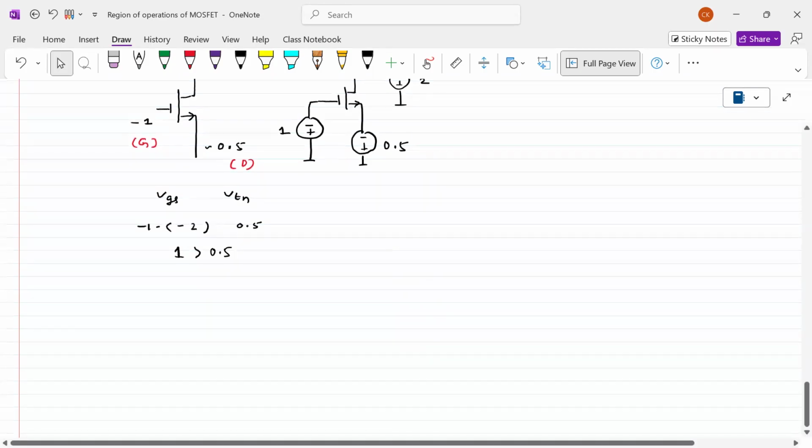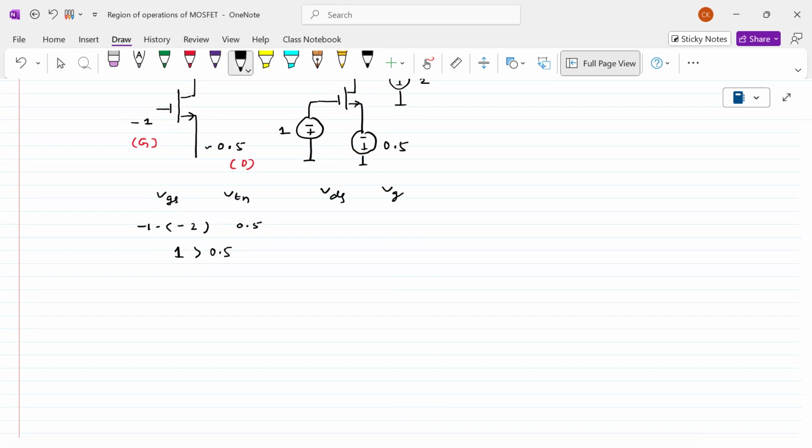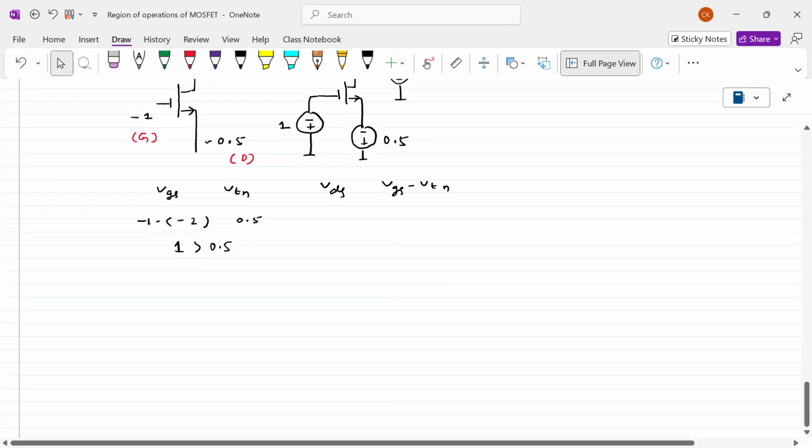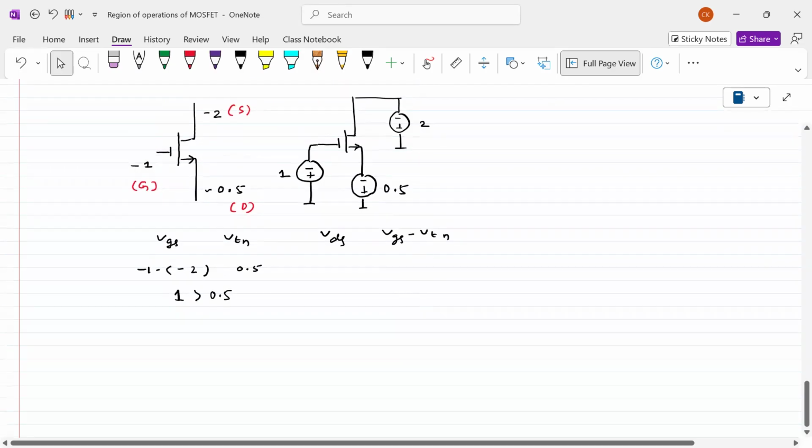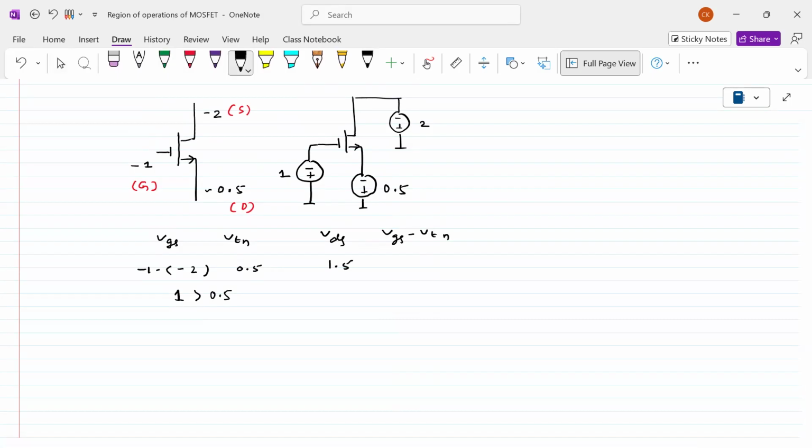Now, since it is on, which condition do we have to check? VDS and its relationship with VGS minus VTN. What is the relation here now? VDS: drain is at -0.5, source is at -2. Therefore, it becomes 1.5. What about this side? 0.5. Now it is in saturation.